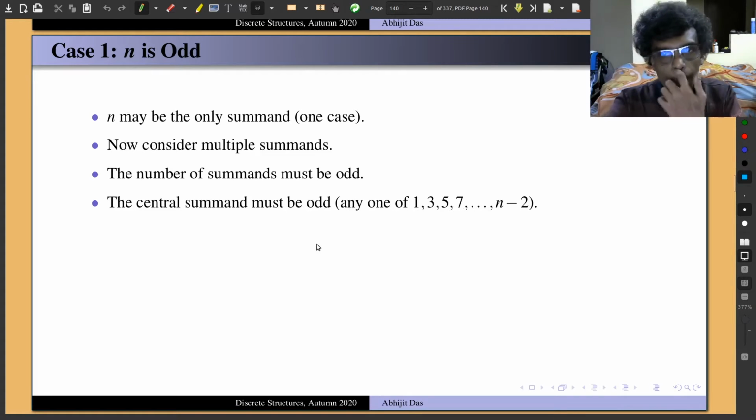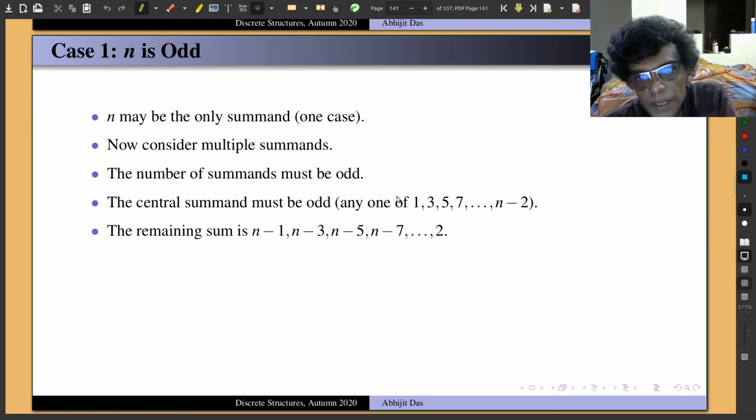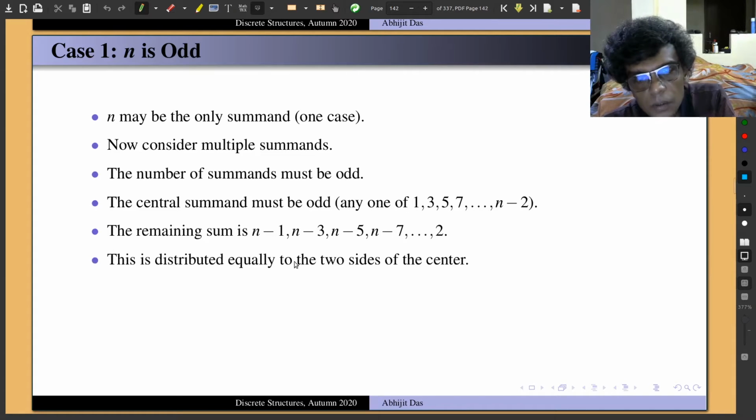Now, if 1 sits at the center, the total sum coming from the two sides will be n minus 1, and that will be equally distributed to the two sides. If the central summand is 7, n minus 7 is the total sum coming from the two sides, and they are equally distributed to the two sides. So, the remaining sum, that is n minus 1 or n minus 3 or n minus 5 or 2, is equally distributed to the two sides of the center. So, what should be the numbers then? n minus 1 by 2 or n minus 3 by 2 or n minus 5 by 2 or n minus 7 by 2 or 1. Or if I count from this direction, 1, 2, 3, 4 up to n minus 1 by 2.